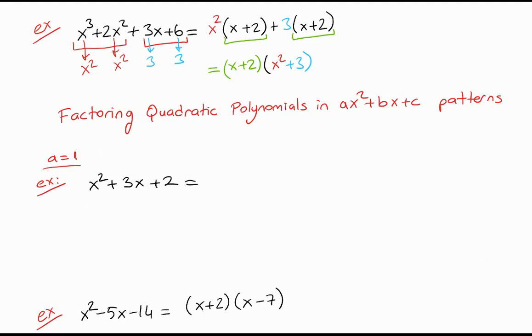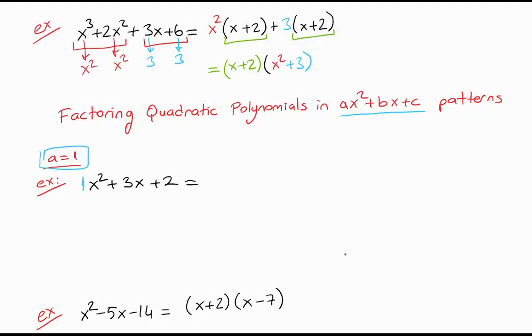Okay, so until now we were using normal polynomials. Now we will learn something like a special pattern, like ax squared plus bx plus c. First, when a is 1. So let's see when a is 1. Like this example, our a is 1: 1x squared plus 3x plus 2. So how can I factor this?